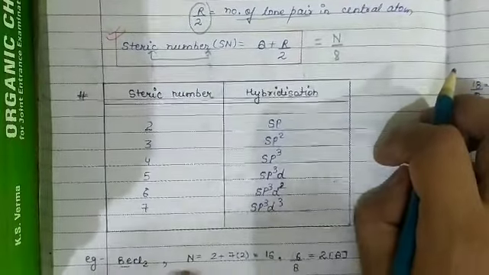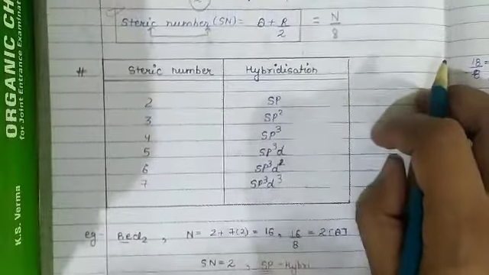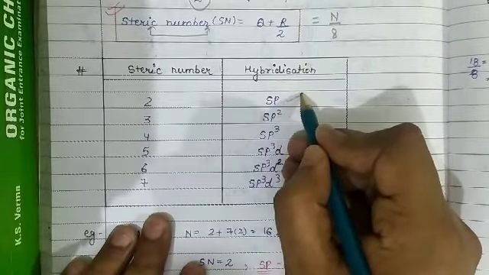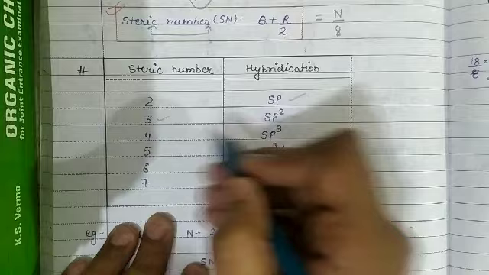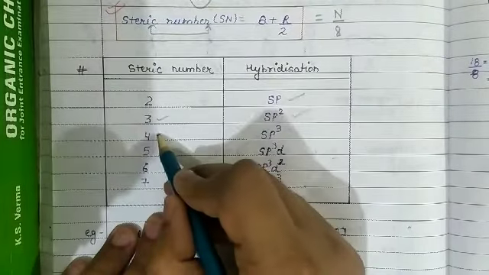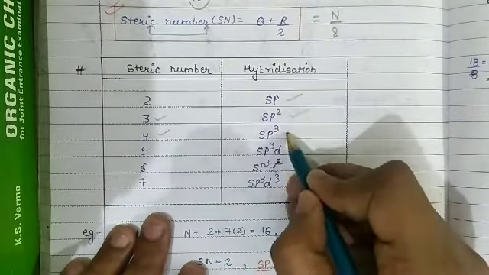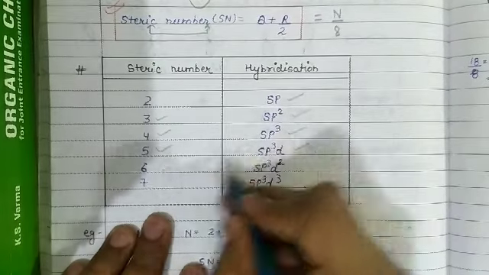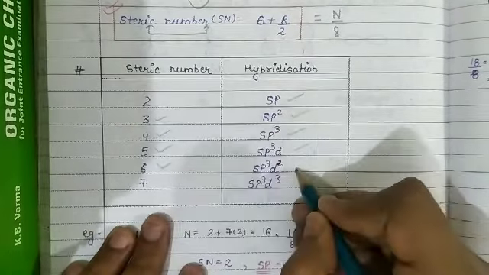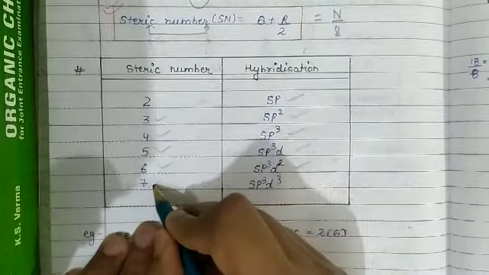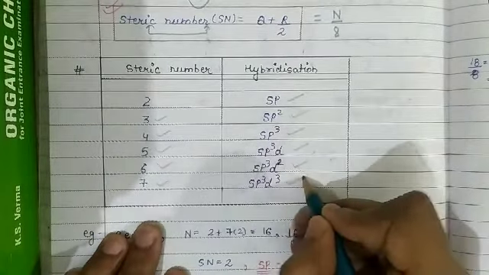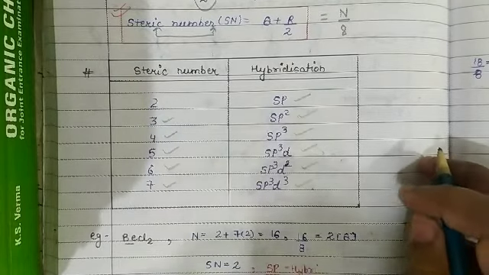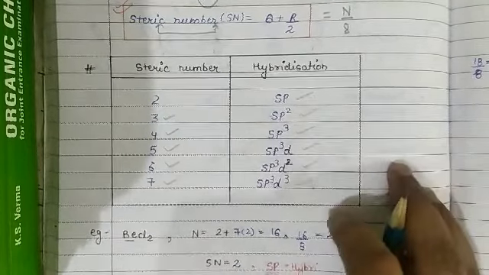See, if the steric number comes 2, then hybridization is sp. If steric number 3, then hybridization sp2. If steric number 4, then hybridization sp3. If steric number 5, then hybridization sp3d. If steric number 6, then hybridization sp3d2. If steric number 7, then hybridization sp3d3. Now we will calculate the hybridization of the following compounds using this trick.